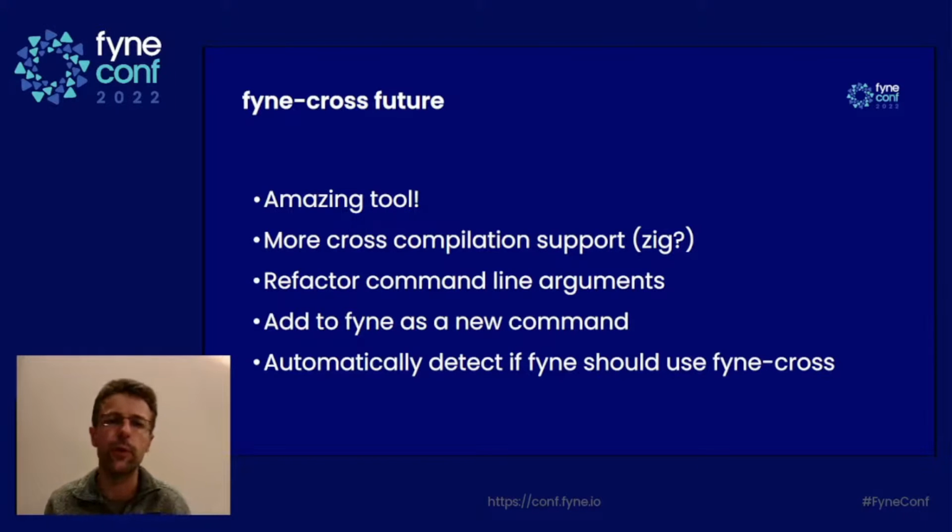For that purpose, we will refactor a little bit more of the code into FyneCross so that the command line argument module matches Fyne, and then we should be able to move FyneCross code into the Fyne command line and have a new FyneCross command line. At that point, it would be really nice if we can automatically detect when the OS we're running on doesn't have a cross-compiler set up or is missing something, and say, oh well, let's switch to FyneCross, download this image, and off we go.